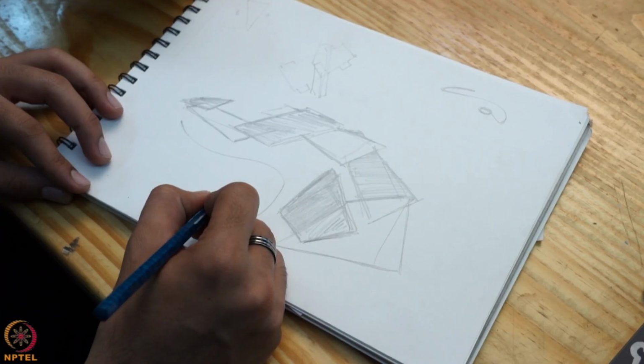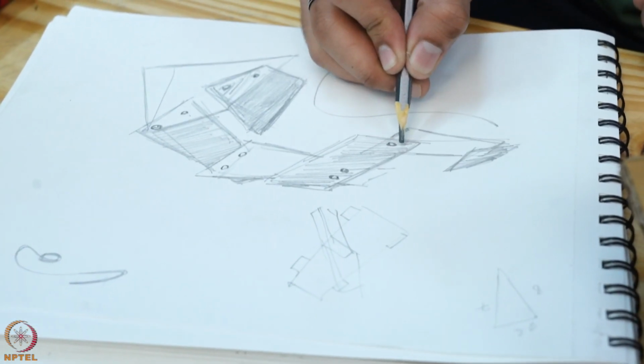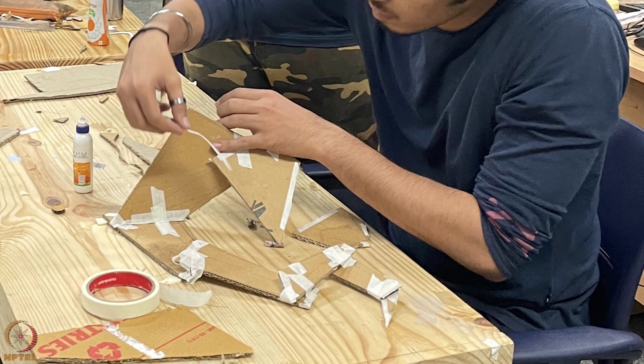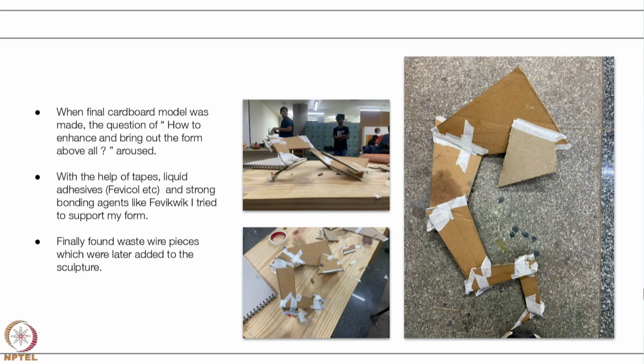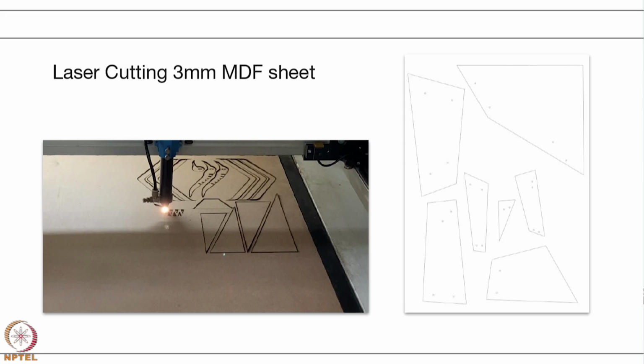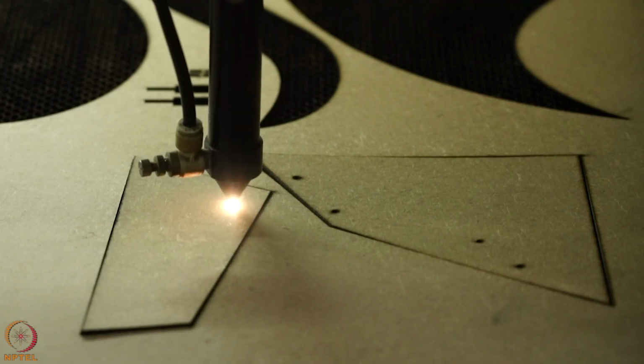These are the rough sketches I made for the abstract animal, for the snake. It was a lot of doodling and thinking. And these are the cardboard models you can see over here. Again, I chose the slithering movement. We used MDF sheets, which were kind of hard and 3 mm thick. We did laser cutting and used it.